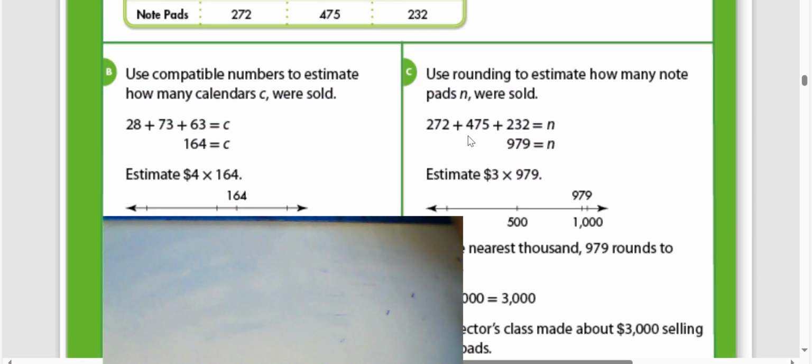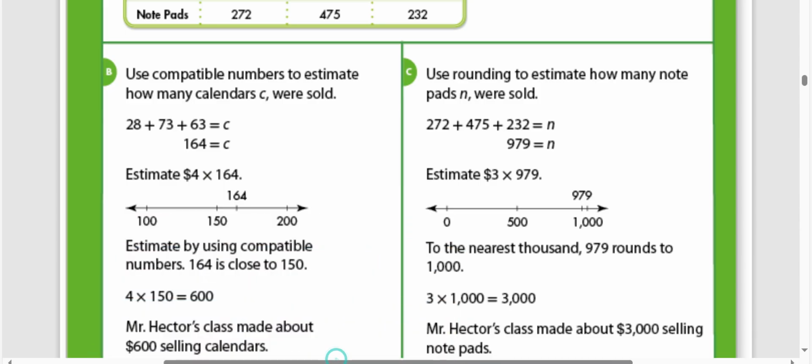Like in the equation, we have three numbers. The sum of them equals n. We can find the value of n by estimating 3 times 979. Estimation here: 979 is close to 1000. The result will be 3000. It is close to 3000. The next question.